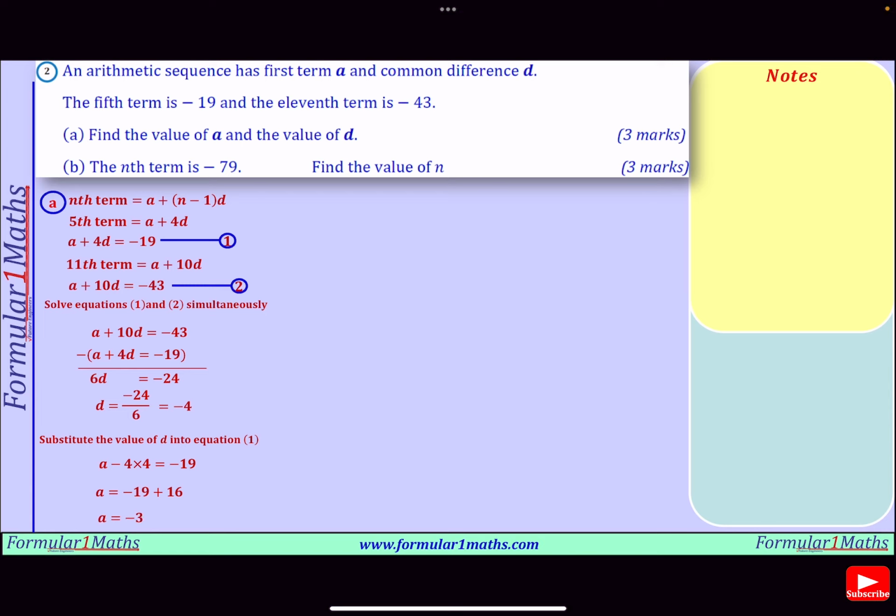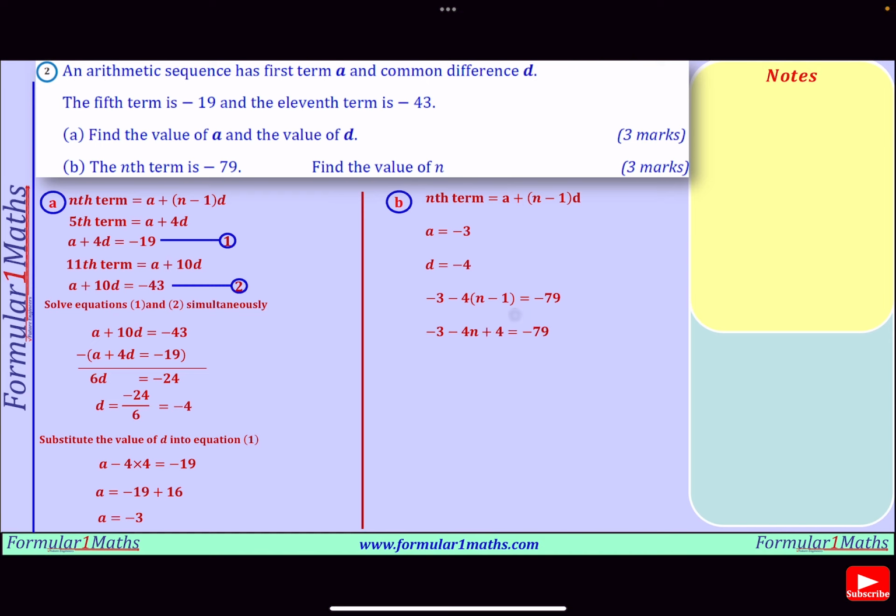So that's for question 2A. For 2B, we'll use the nth term formula because we are told that the nth term is minus 79. Now that we know the values of a and d, we can substitute these values into this nth term formula to get the following. So we know that a is minus 3 and d is minus 4, so we do our substitution as follows. Minus 3 minus 4 brackets n minus 1 is equal to minus 79.